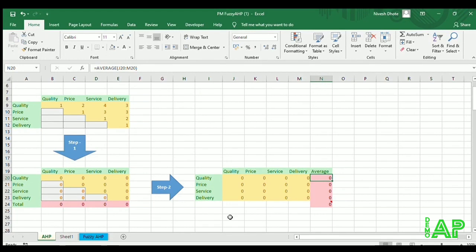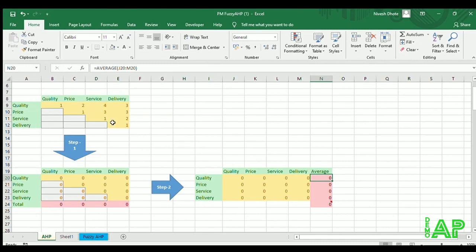Now I am going to briefly explain how AHP works with the help of Excel. As we all know, AHP is a multi-criterion decision-making tool which is used to select the best project among the portfolio. There can be multiple factors to judge a project, but for illustration purposes, we have used 4 factors: quality, price, service, and delivery.